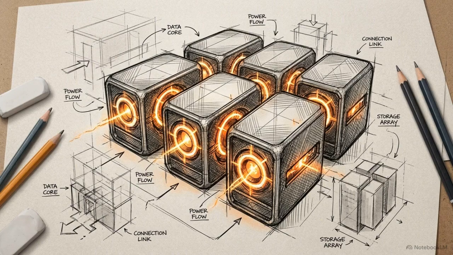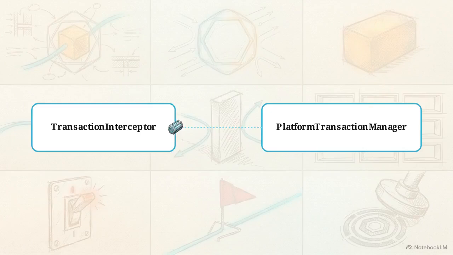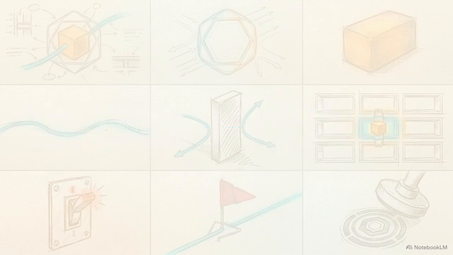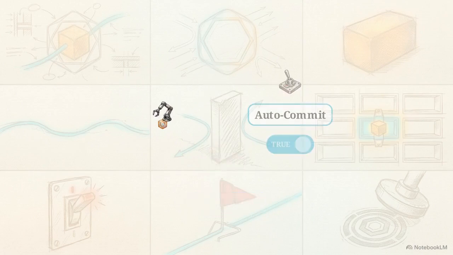When proxy interception does succeed, we trigger the actual database synchronization mechanics. The first step in this pipeline occurs when the transaction interceptor queries the configured platform transaction manager. This schematic tracks the resource acquisition phase. The transaction manager fetches a raw database connection from an underlying pool, like HikariCP. The framework immediately executes a critical configuration change. It disables the auto-commit flag on that raw connection.